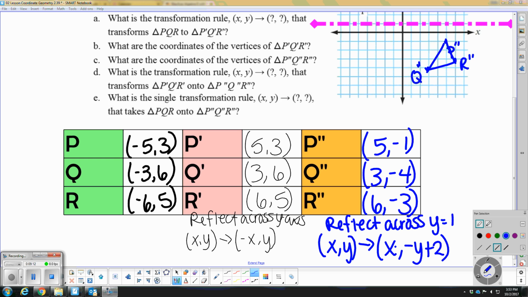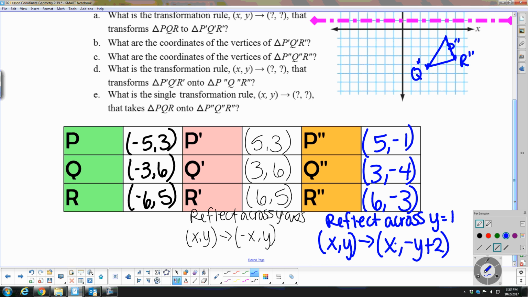So here are our double image points, P double prime, Q double prime, R double prime. And so the general rule we use to get from P prime to P double prime, or triangle PQR prime to PQR double prime triangle, is xy becomes x, negative y plus 2.